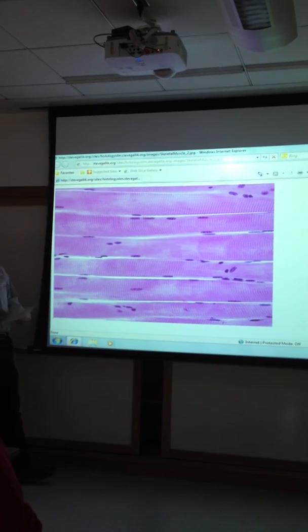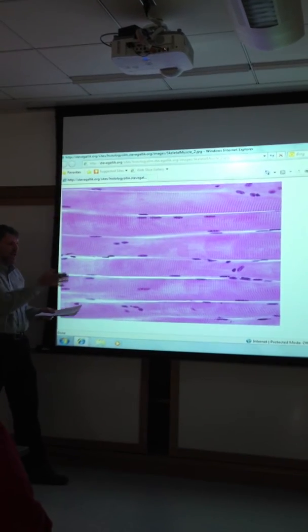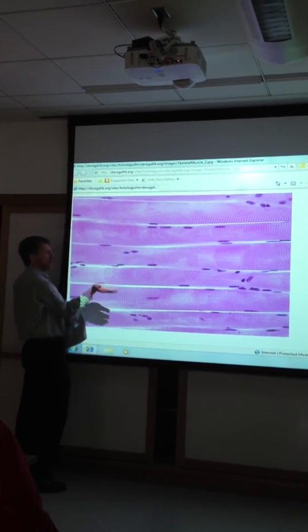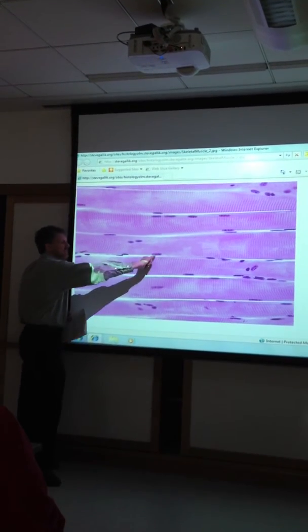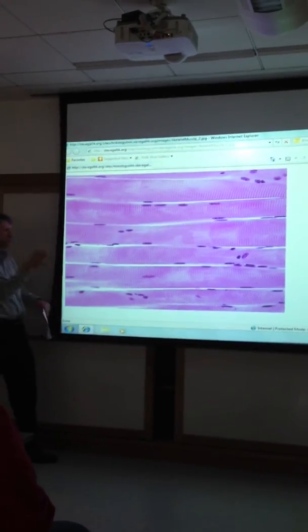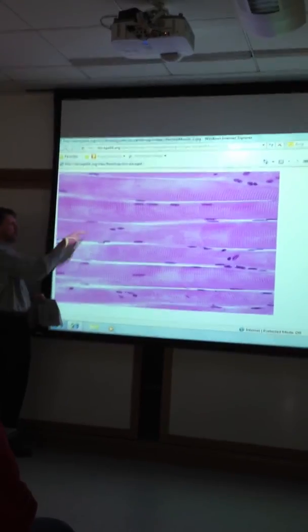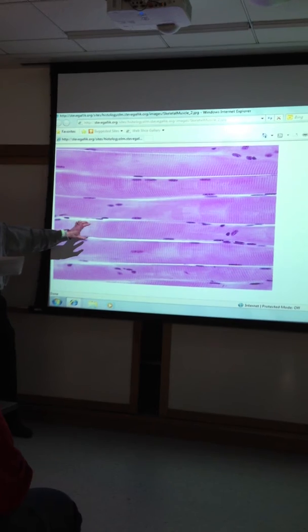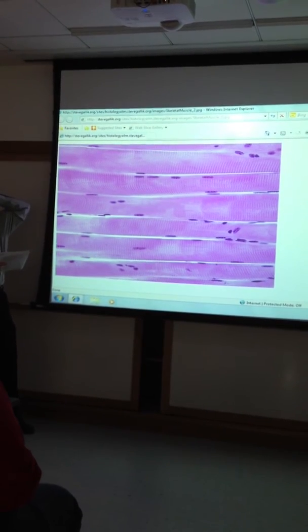There's so much stuff jam-packed into skeletal muscle cells that the nuclei tend to be pushed to the sides. These ones were probably pushed to the sides too; it's just how they cut it. Picture these being cylinders. The nuclei tend to get pushed to the side because there's so much junk inside of the cytoplasm, which I'll talk about in a second.